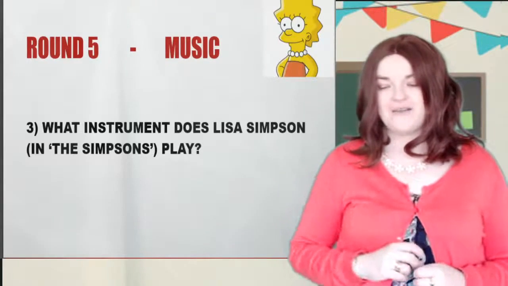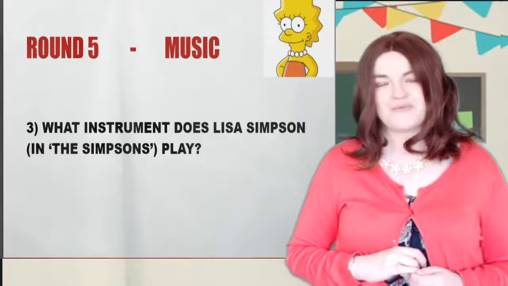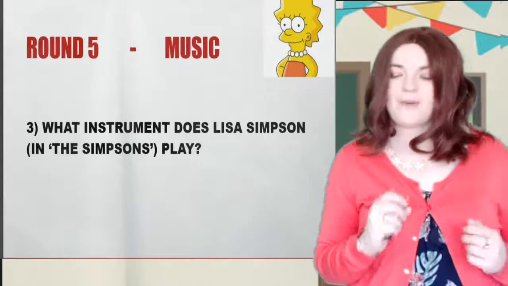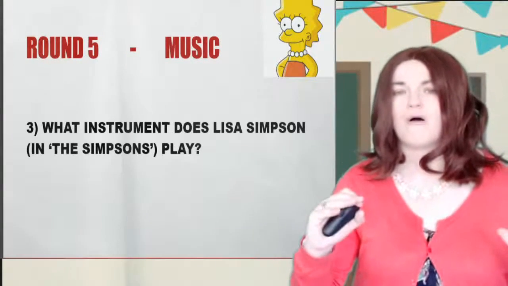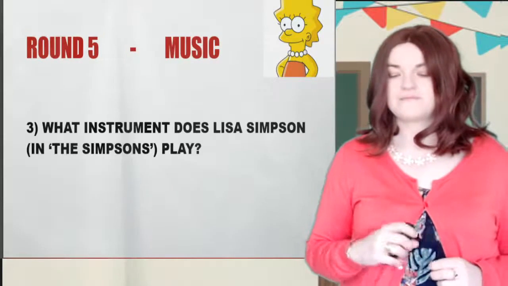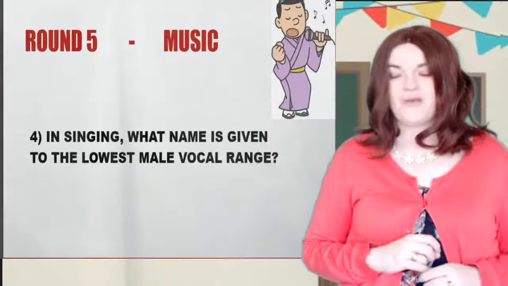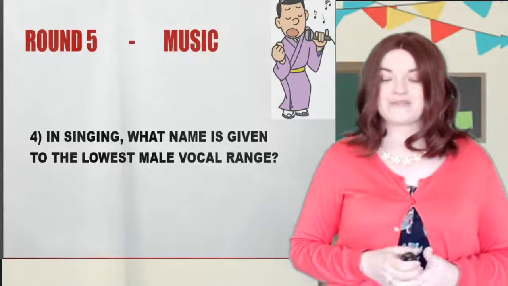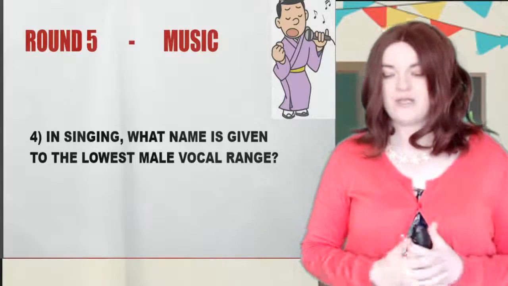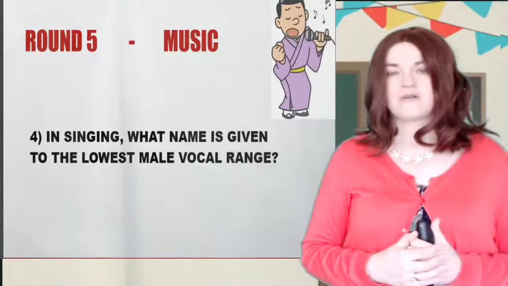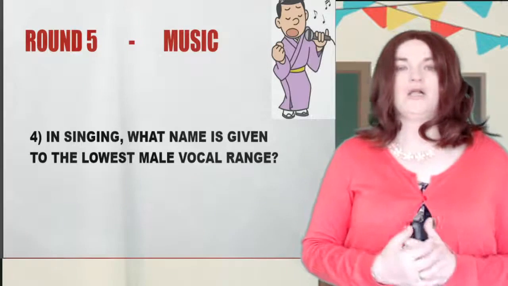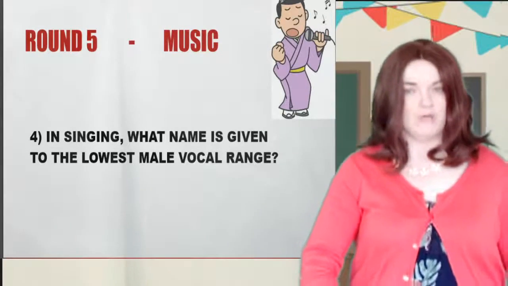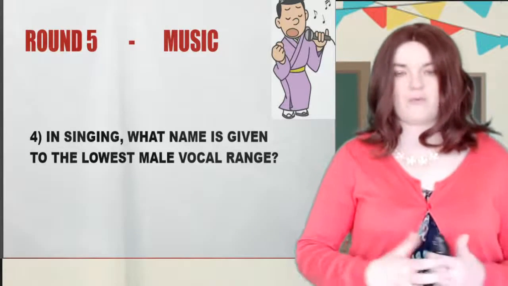Question 3. What instrument does Lisa Simpson play in The Simpsons? Question 4. In singing, what name is given to the lowest male vocal range? Lowest. So the ones that sound like, you know, oompa, loompa, dippity-do. That one.